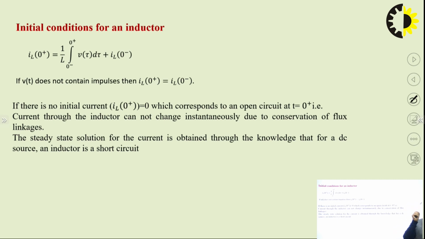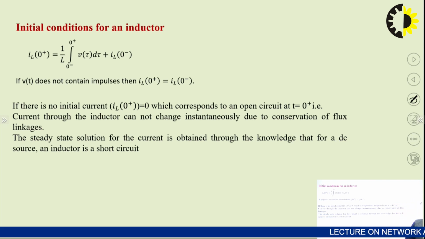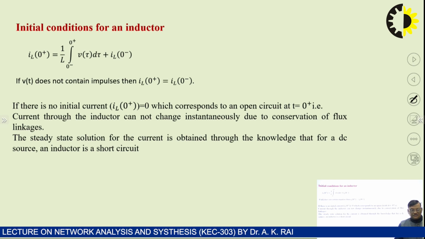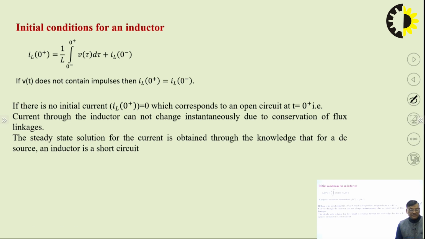So, when you just apply the switch, the inductor behaves as an open circuit. Why does it behave as an open circuit? Because the inductor opposes the rate of change of current. So, at t equal to 0 plus it behaves as an open circuit, and the steady state solution for current is obtained through the knowledge that for a DC source the inductor is a short circuit. So, simply, at t equal to 0 plus the inductor behaves as an open circuit, and at t equal to infinity, in steady state, the inductor behaves as a short circuit.